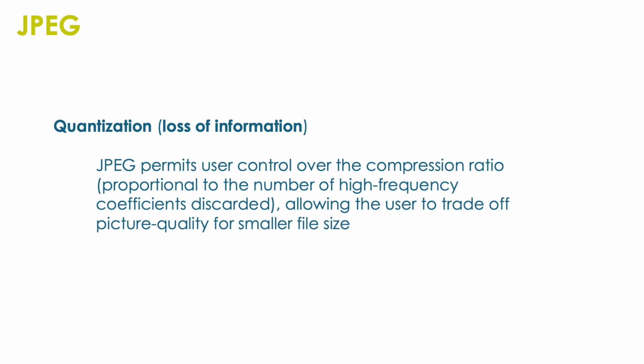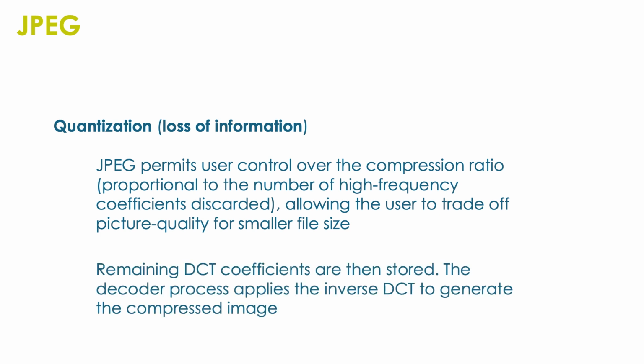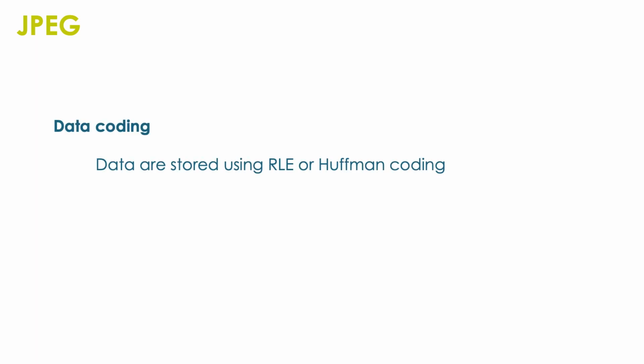JPEG permits the user to control the compression ratio, and this is proportional to the number of high-frequency coefficients to discard. This allows the user to trade off picture quality for smaller file size. Remaining DCT coefficients are then stored. The remaining coefficients are then encoded using RLE or Huffman code.